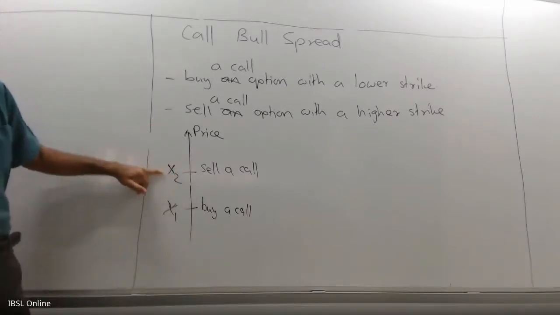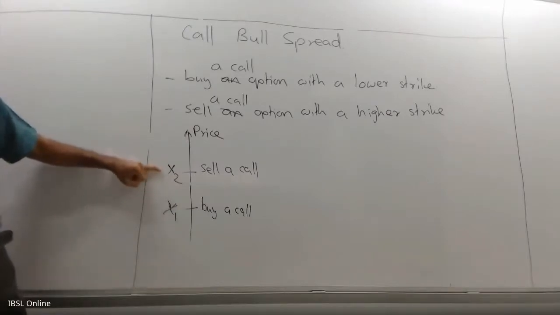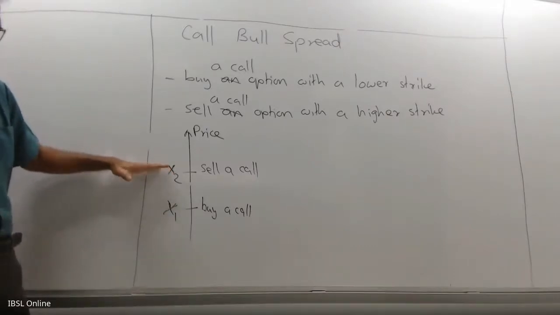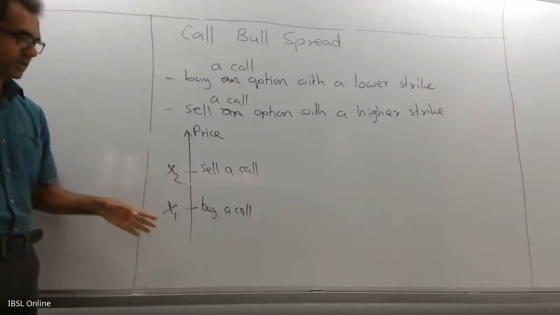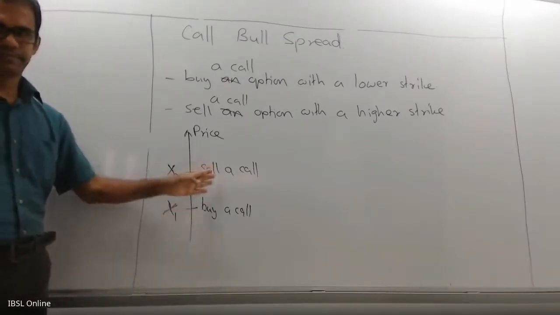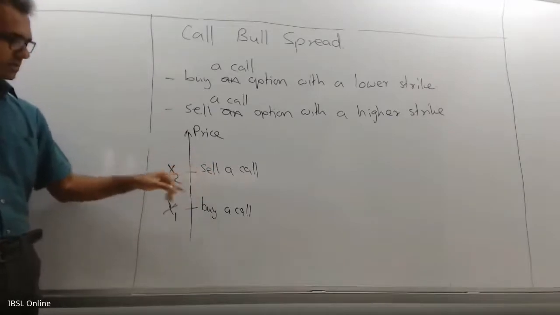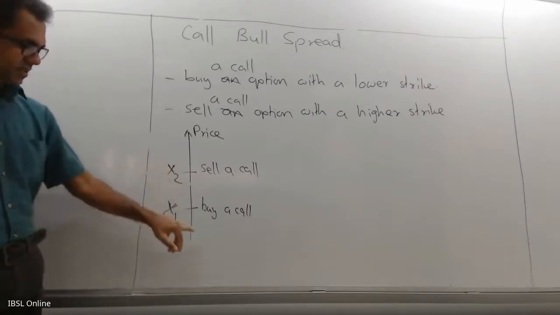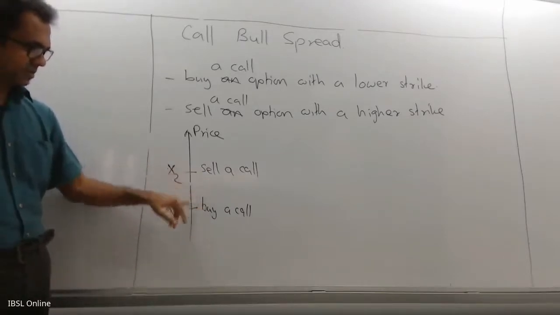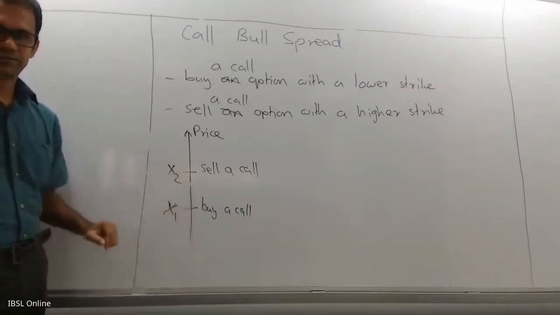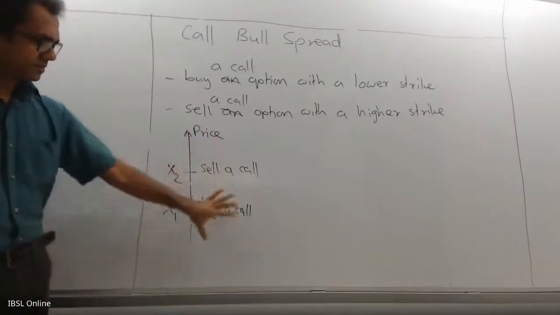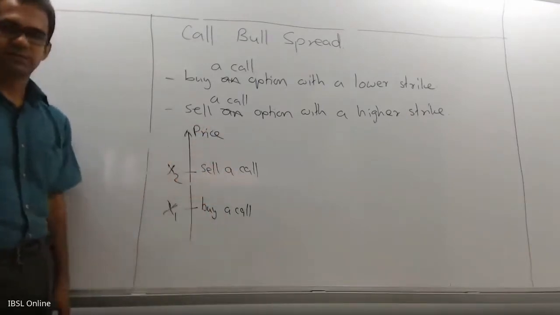higher strike price. So this is the higher price, the price that you think the underlying price may not go beyond. Your expectation is the price will go up, but not beyond this price. Basically, you think price will go up and remain in between X1 and X2. That is your expectation. So what would happen when you do this?